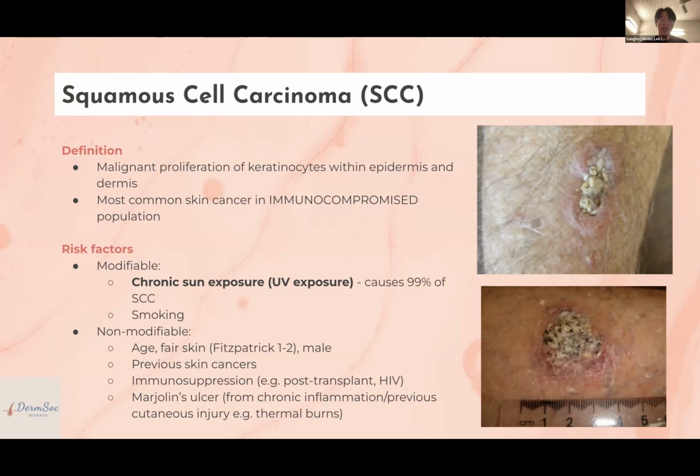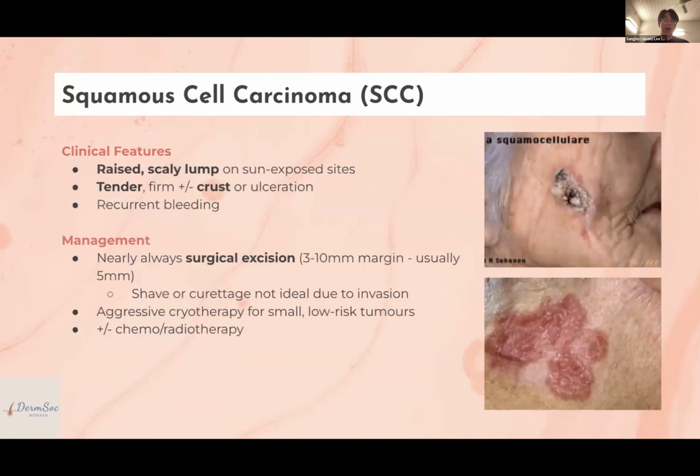Risk factors are again, by and large, similar: chronic sun exposure, UV exposure, your lifestyle things like smoking, fair skin, age, previous histories, immunosuppression, and things like that. And these will present as raised scaly lumps on sun-exposed sites, and these will be tender.